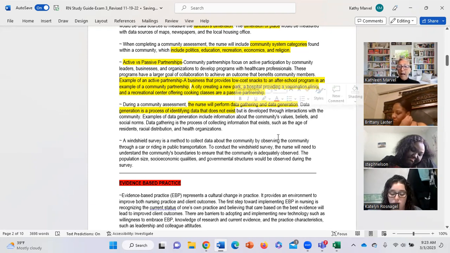How do you get that kind of data? Well, that's through interactions with the community, talking with people in the community. It's identifying data that does not exist. So maybe talking with people about the values, the beliefs of the community, what's going well, what's not going well. Some examples of data generation are communities' values, beliefs, and social norms, right? You're trying to generate data that you don't have.